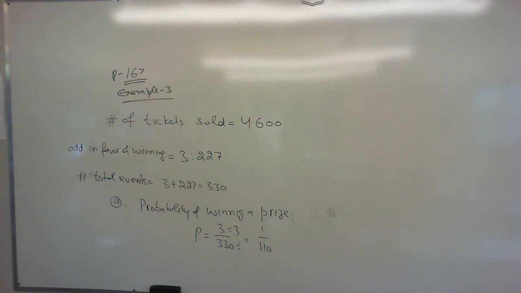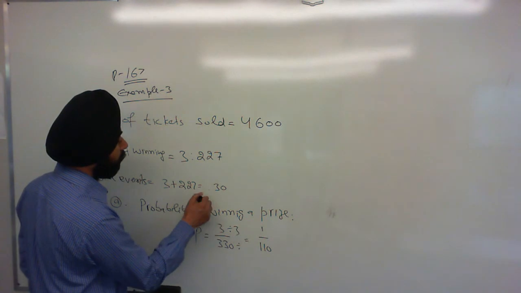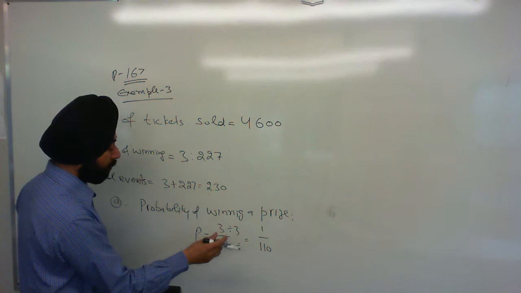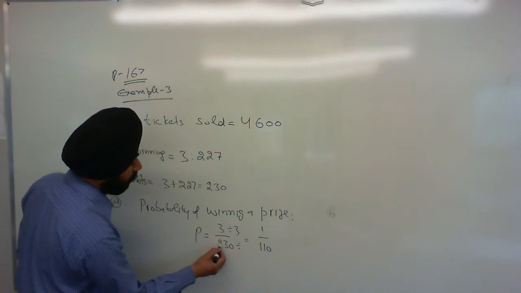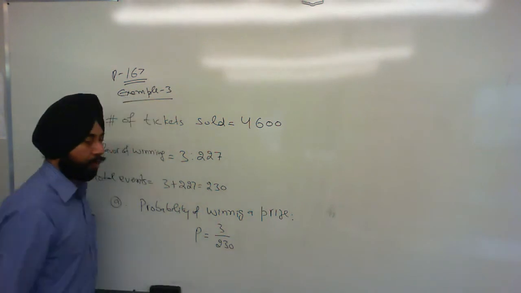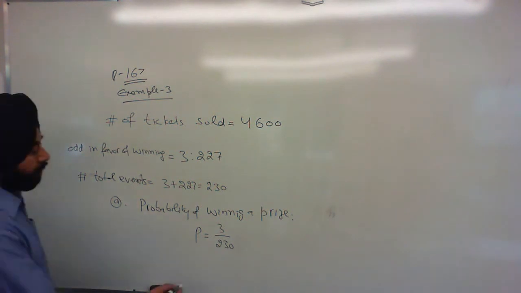Well, our addition is wrong, sorry. It's 230, not 330. When you add 227 with 3, it's 230, not 330. So this will also be 230. Sorry for that. That means you can't divide it. There is no common factor. It's 3 divided by 230. But you divide this and you will get the decimal number.